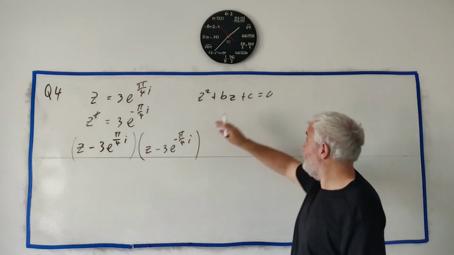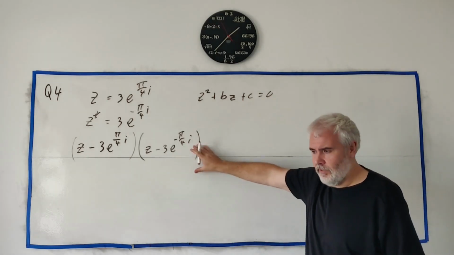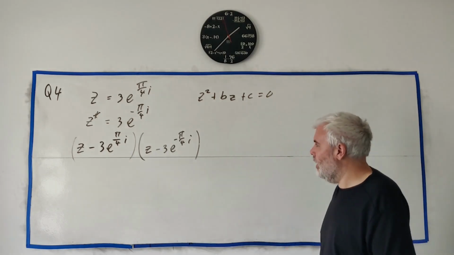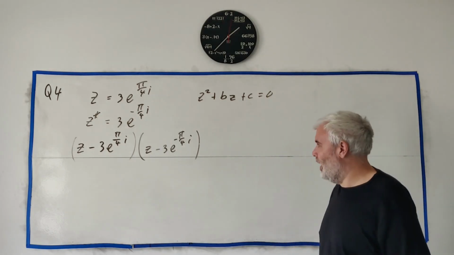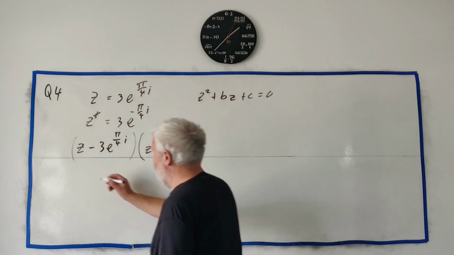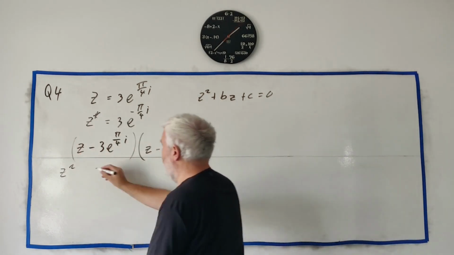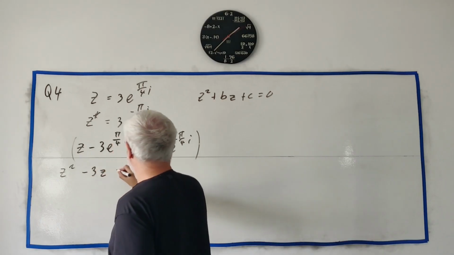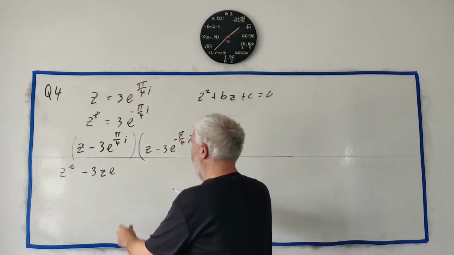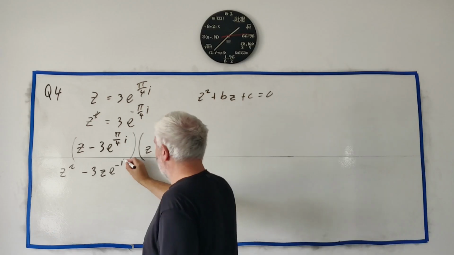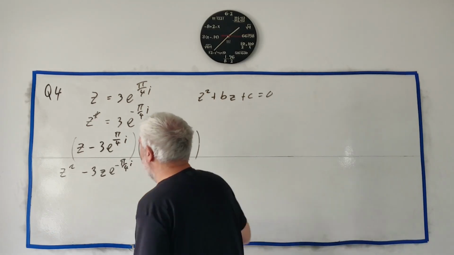It's actually quite easy to find c using this way. So this way it'll be very easy to find c, but b is going to be a bit of a mess. Let's just multiply it all out and we'll get z squared. Z by z. Z by this, we'll get minus 3z e to the minus pi over 4i.